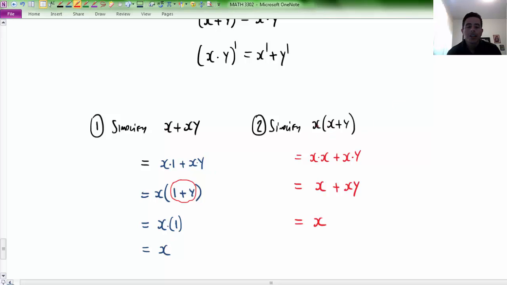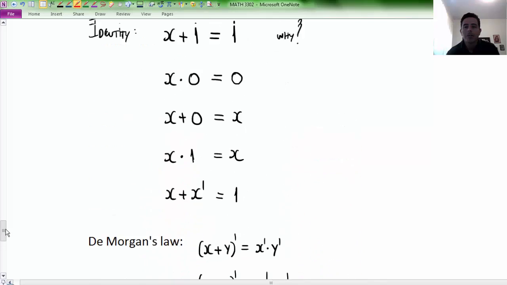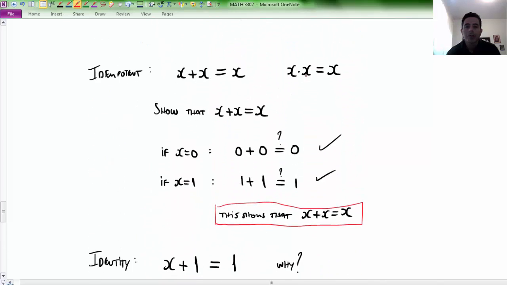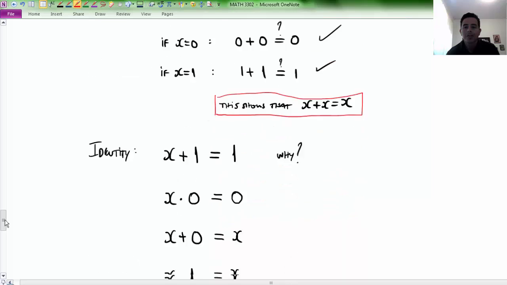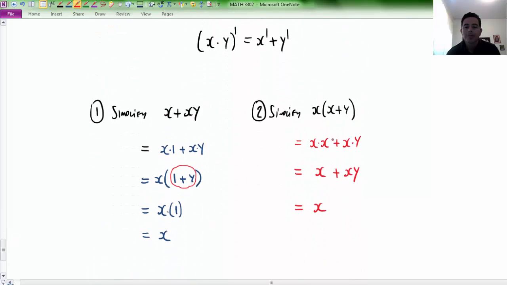And look at this one. I can distribute x times (x plus y), and this becomes x times x. That's the idempotent property. Here it is: x times x is x. And then x times y is x times y. And then that is the same as this one. And we know that this is x.